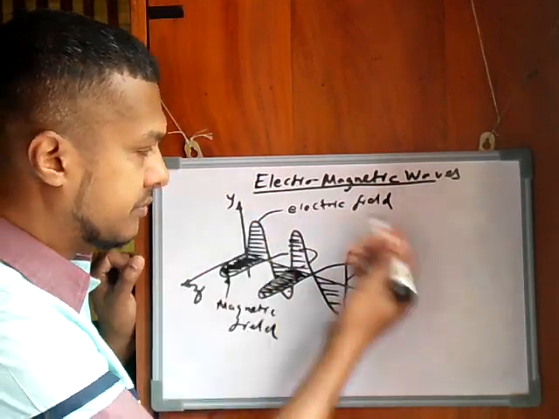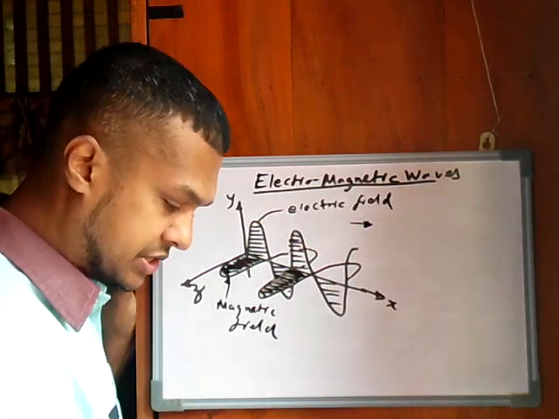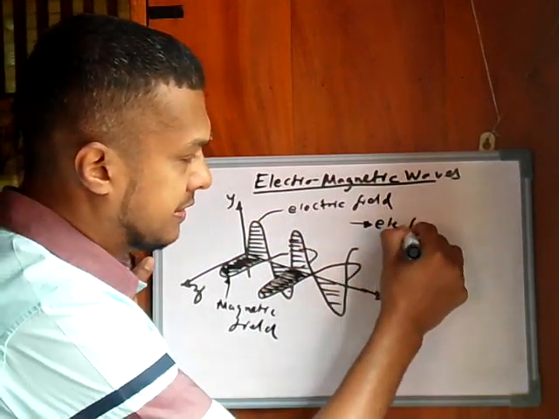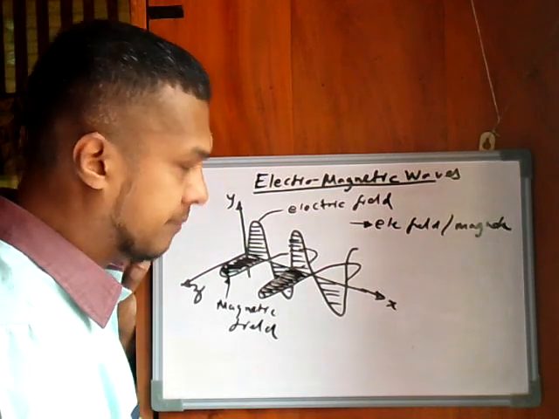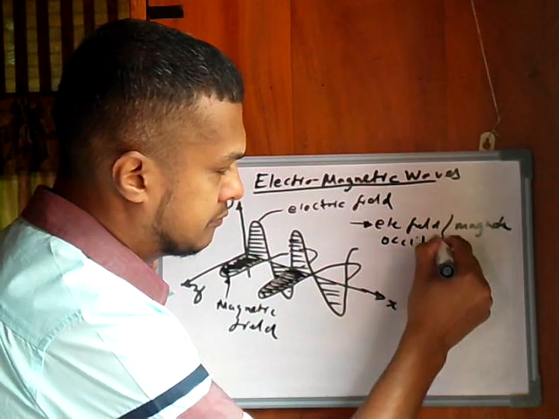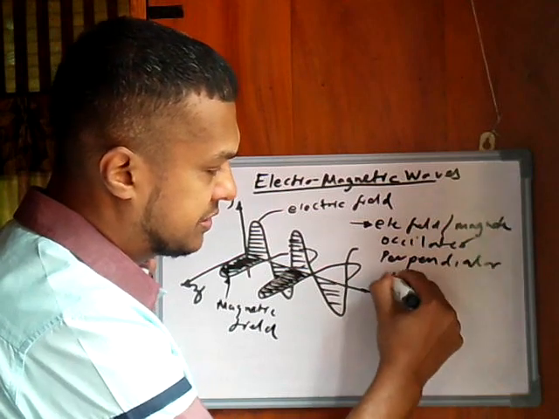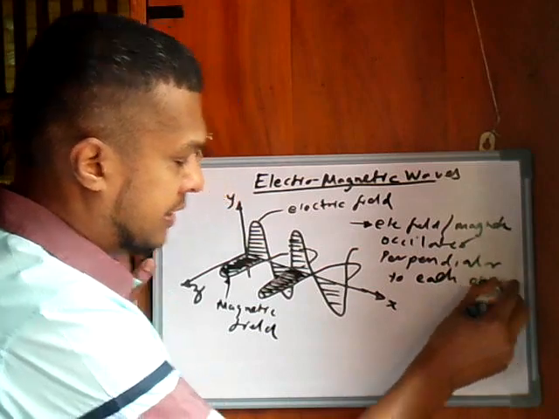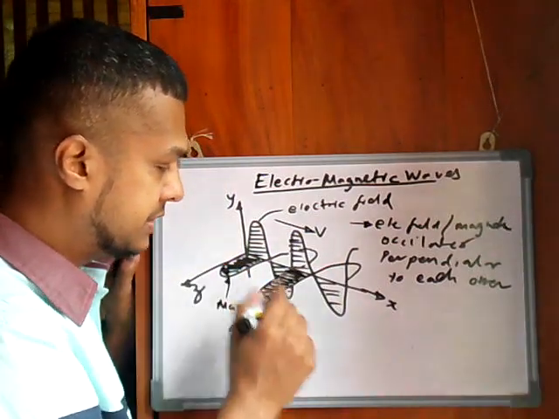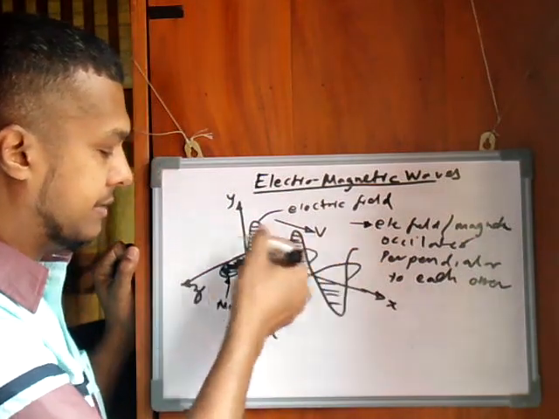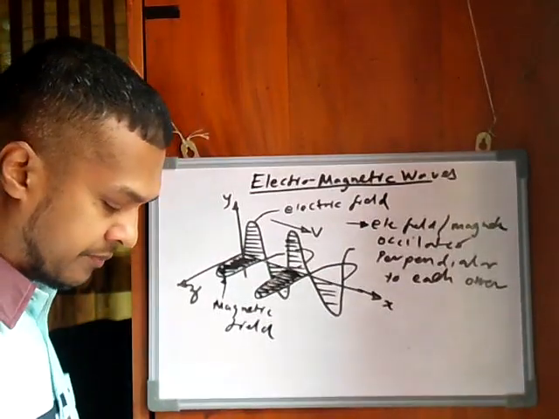So in the description of the electromagnetic wave, the electric field and the magnetic field oscillate perpendicular to each other. On the other hand, the wave velocity is in this direction. The wave moves in this direction, the electric field moves in the Y direction, and the magnetic field moves in the Z direction. So that is the basic idea of an electromagnetic wave.